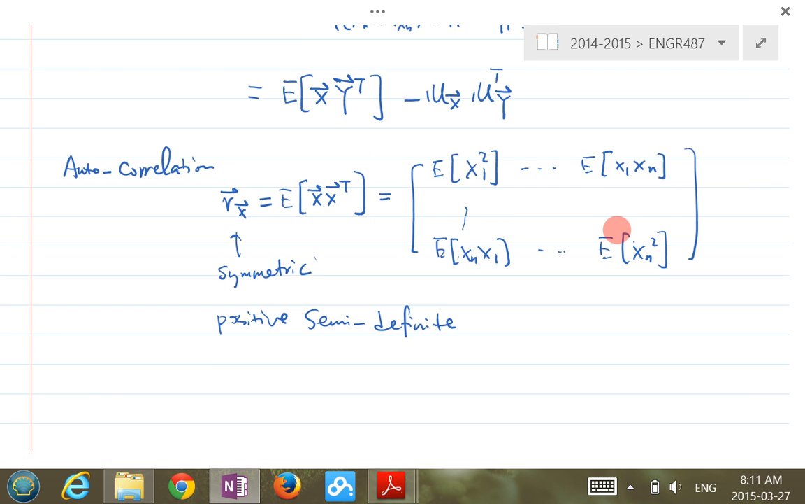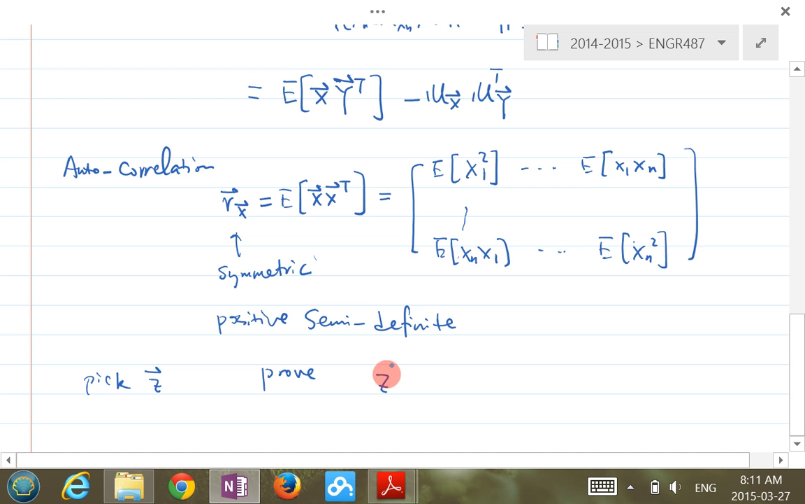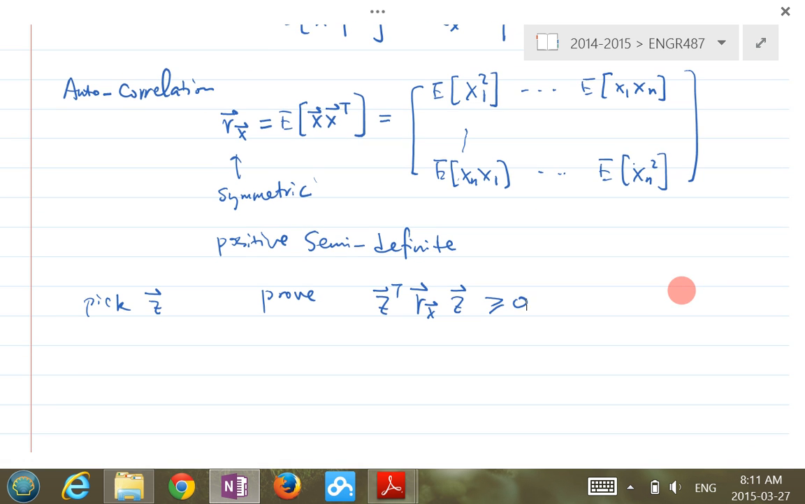If you pick an arbitrary vector z, we can prove that z transpose times the autocorrelation matrix times z, which is basically a quadratic form, is greater than or equal to 0. That's the definition of a positive semi-definite matrix. So it's symmetric and positive semi-definite. Same thing for covariance.